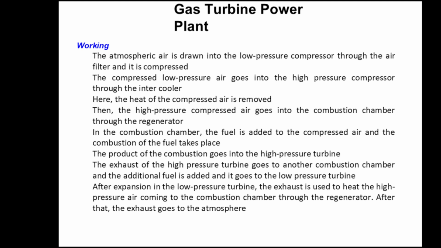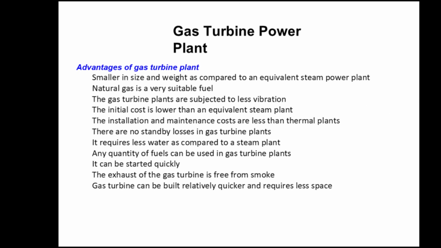The product of the combustion goes into the high pressure turbine. The exhaust of the high pressure turbine goes to another combustion chamber and the additional fuel is added and it goes to the low pressure turbine. After expansion in the low pressure turbine, the exhaust is used to heat the high pressure air coming to the combustion chamber through the regenerator. After that, the exhaust goes to the atmosphere.